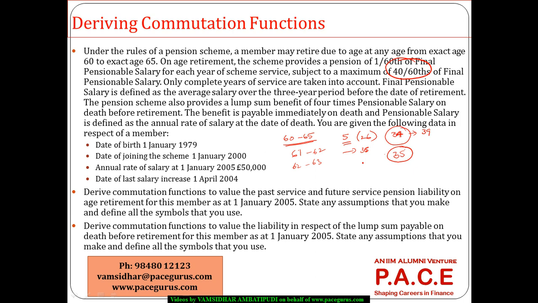Right? So the 40 by 60 is already getting met, which means at least for between 60 and 61, I will take it as future service benefit as 34 by 60 times 50,000 is the amount. And okay, this person is retiring at 60 and a half.